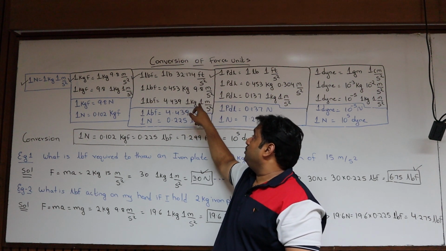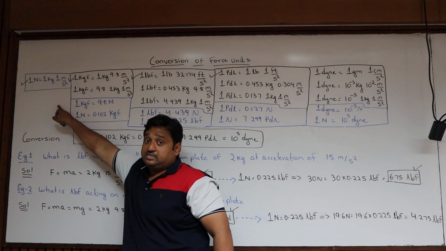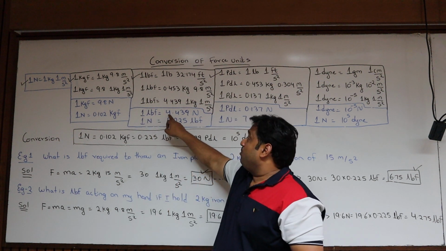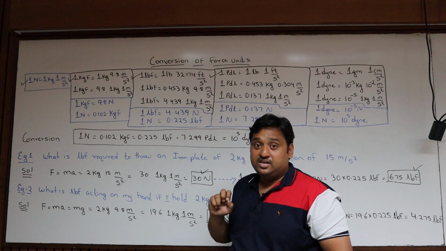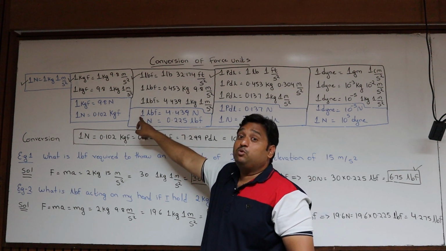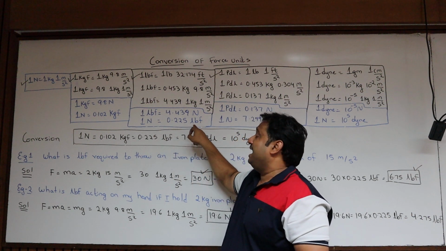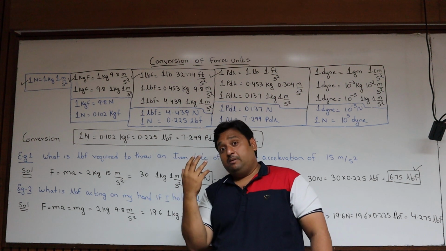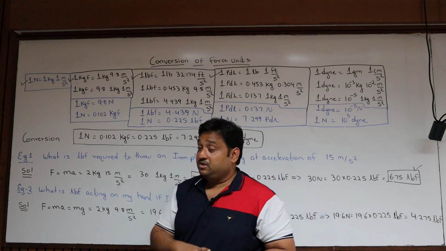What is 1 kg into 1 meter per second square? Nothing but newtons, 1 newton. That means 1 lb force is equal to 4.439 newtons. What is 1 newton? It is nothing but 1 by 4.439, which is nothing but 0.225 lb force. This is how to convert newton to lb force and lb force to newton.